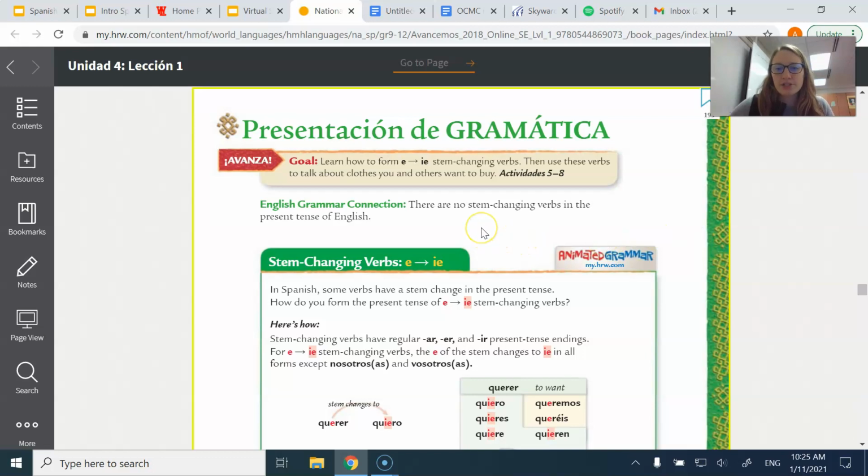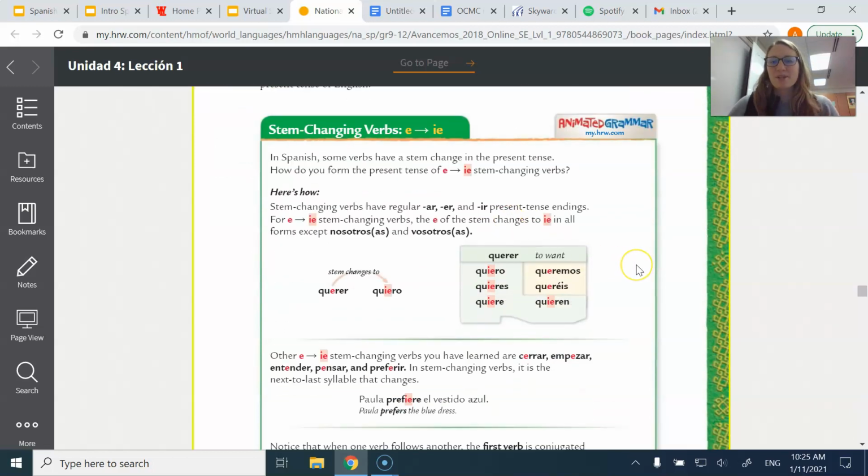The English grammar connection is that there are no stem changing verbs in the present tense of English. So really there is no connection. Okay, so let's learn about this. In Spanish, some verbs have a stem change in the present tense. How do you form the present tense of E to IE stem changing verbs? Now, they specify which stem changing verbs there are because there are multiple. Like O to UE, we'll learn about that later, okay? Here we're just learning E to IE.